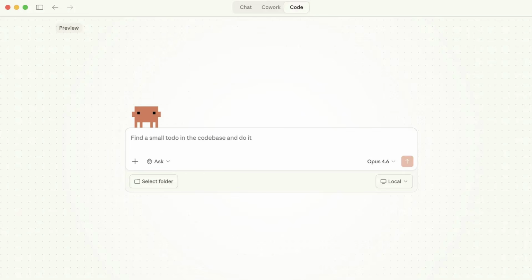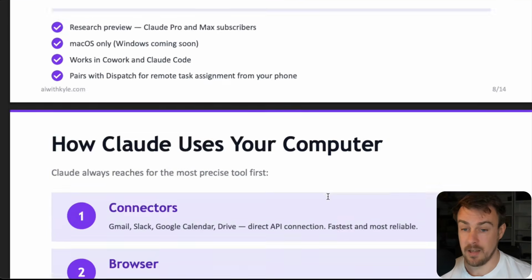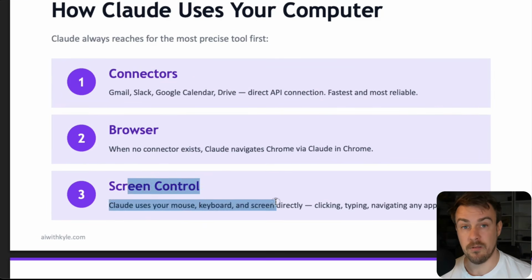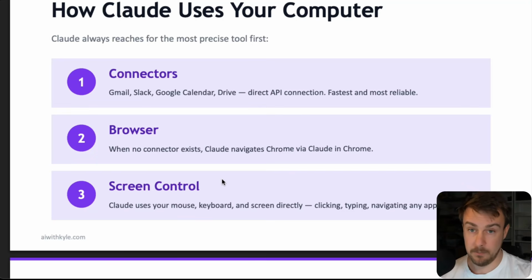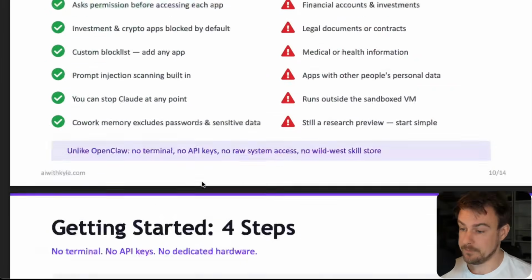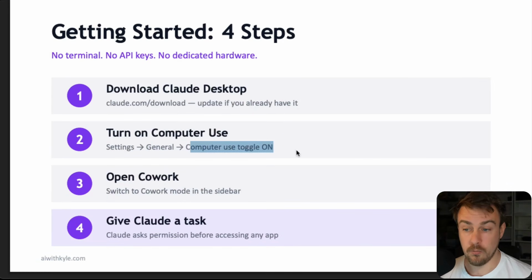You give it a task like you would normally in Cowork or Claude Code. But if it needs to access your computer, it will do that as a fallback. So it will try through the connector first, then through the browser, then through screen control, actually manipulating your computer. What they've really done is added this third, or the second, fallback here. That's kind of it. Much easier to set up than setting up OpenClaw. You don't need to touch the terminal. You just need to toggle on computer usage and you're good to go.